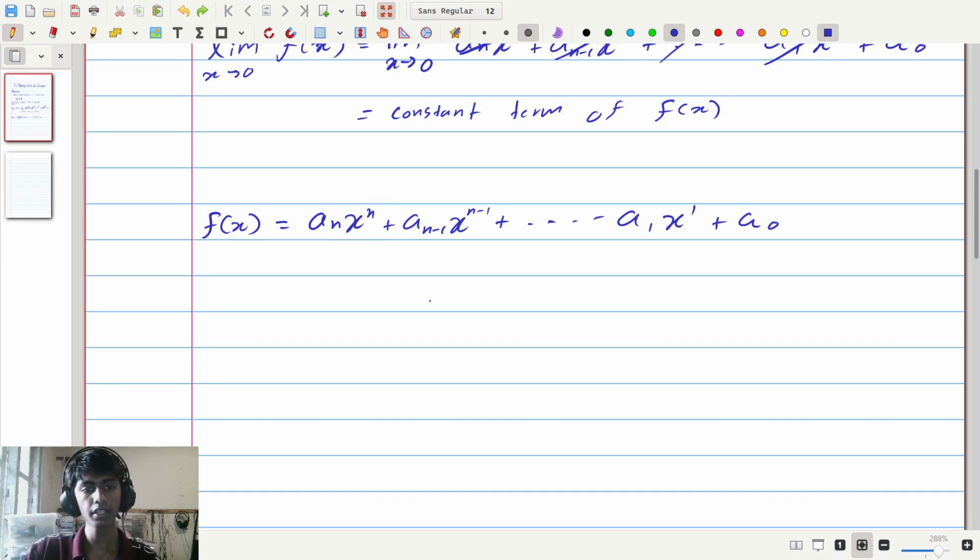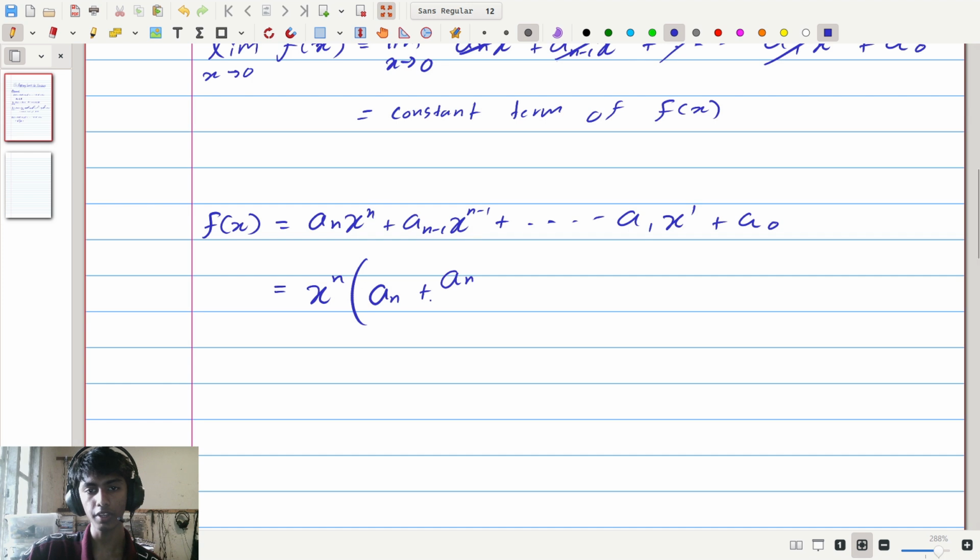So doing that, I'm going to factor out an x to the power of n and write this as x to the power of n times, on the inside, when we divide an x to the power of n here, we have a sub n plus. The next thing, when we divide out an x to the power of n, we have x to the power of n minus 1 divided by x to the power of n, which is going to be x to the power of minus 1. So this is going to be x to the minus 1, or 1 divided by x.